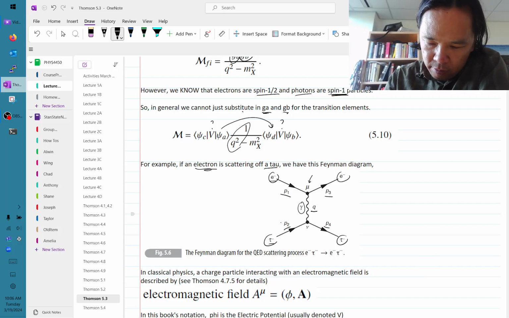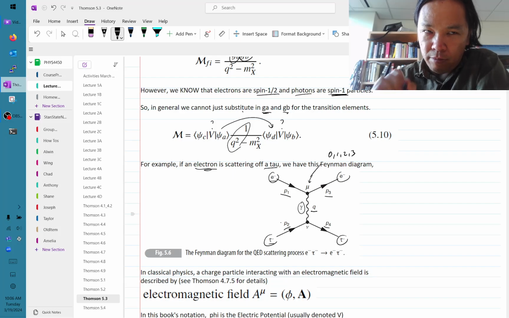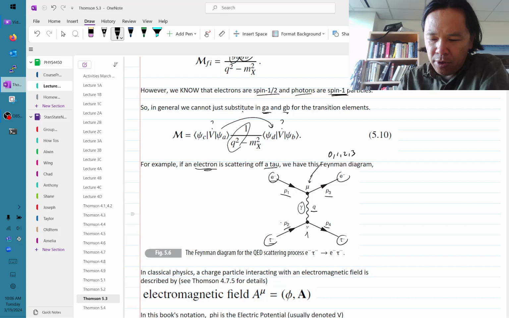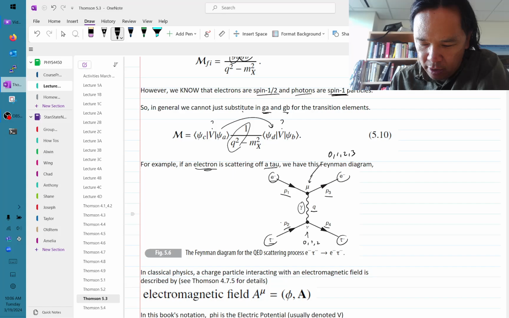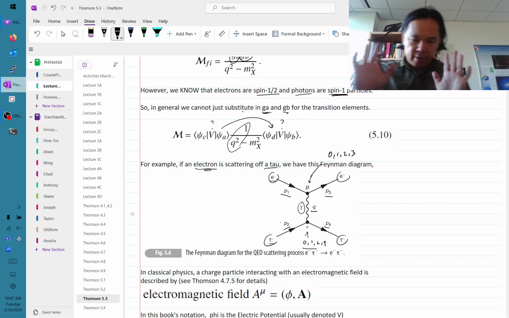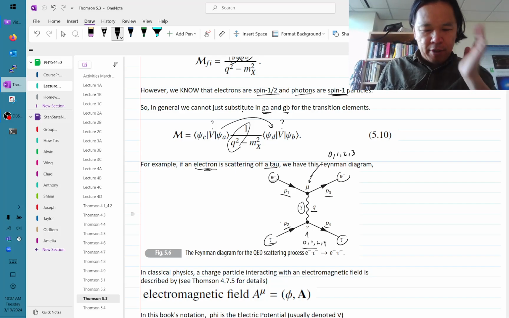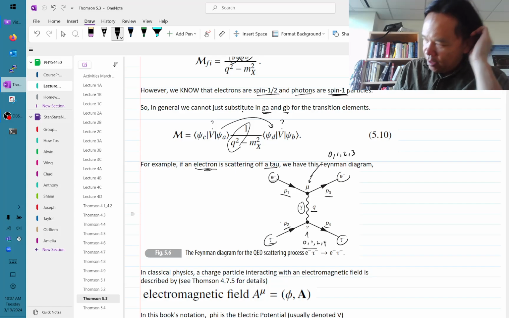Make sure this is not confusing, because this mu here is actually the Lorentz index. Mu is going to be 0, 1, 2, 3. It doesn't mean the muon, and the nu here doesn't mean neutrino. It's also an index of 0, 1, 2, 3. It's just an indexing. I don't like that he does this, but that's what he decided to do.